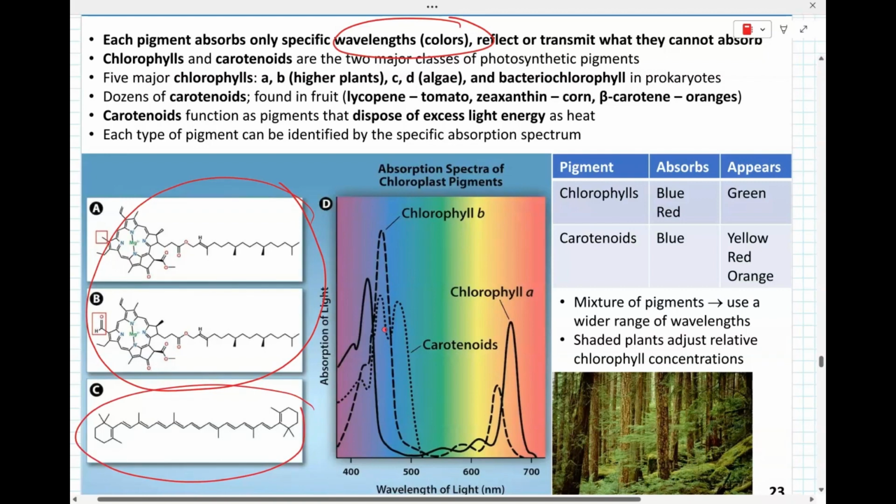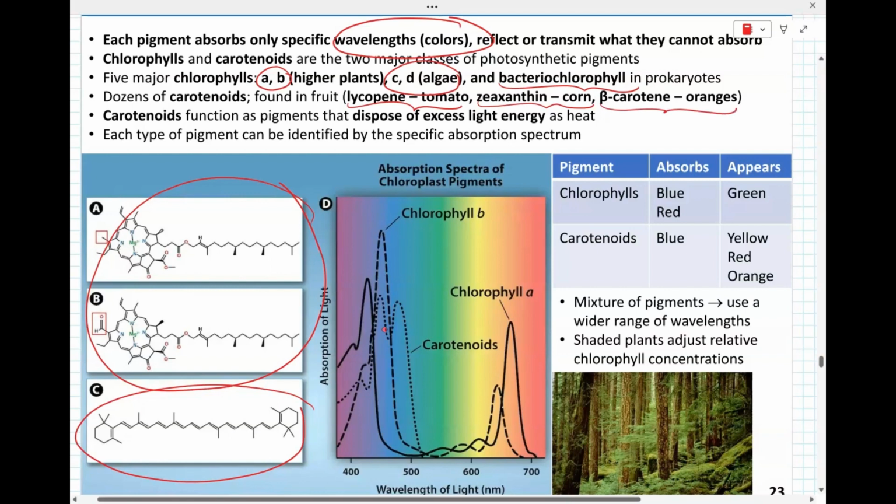There are 5 major types of chlorophylls: A and B found in plants, C and D found in algae, and bacterial chlorophyll that's found in cyanobacteria, prokaryotic photosynthesizers. Carotenoids are more numerous, and they're mostly found in fruit. For instance, lycopene is found in tomato, zeaxanthin found in corn, and beta-carotene found in oranges.